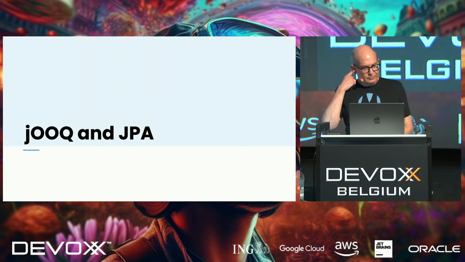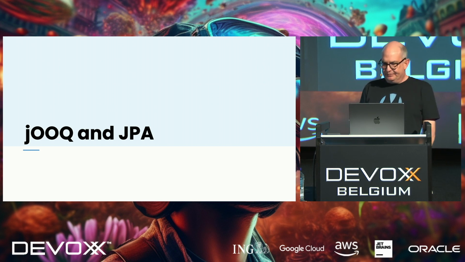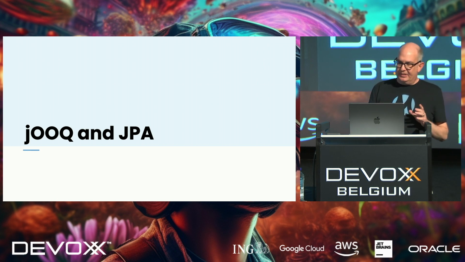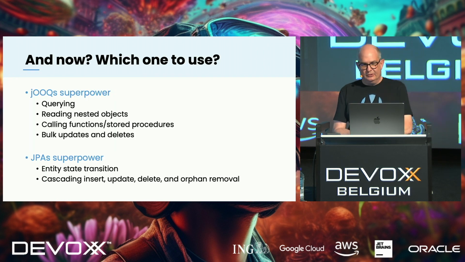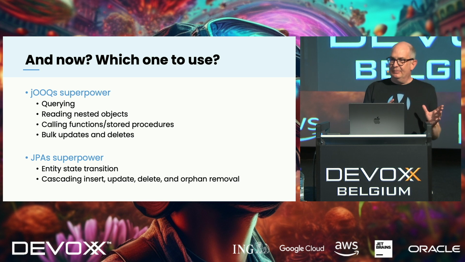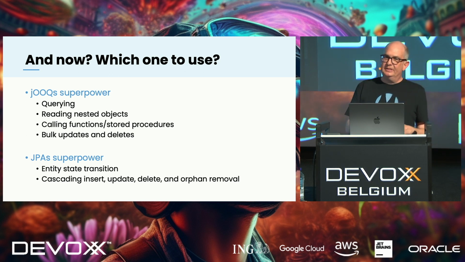Now, finally, I want to say a word about jOOQ and JPA. The point is, both frameworks have kind of superpowers. So in jOOQ's world, I would say querying is perfect. I didn't show you a dynamic query, but you can use the DSL to create dynamic queries. You can use every step in the API. You can store it. You can reuse it.